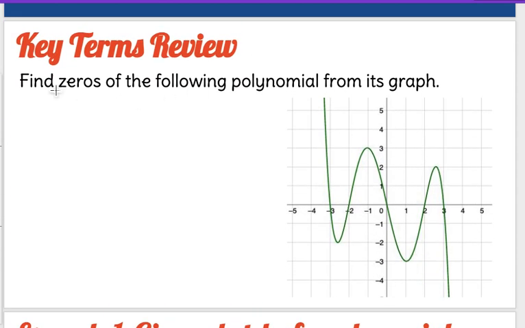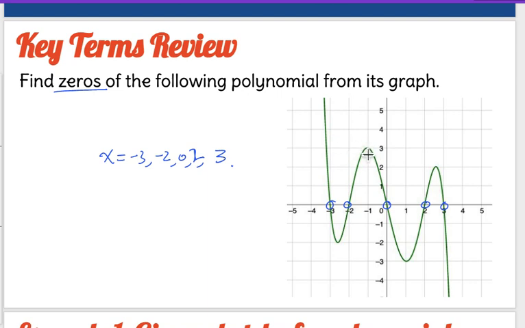regarding the zero function. As we know, zero function, also called x-intercepts, also called roots, is where the graph touches the x-axis. As you can see in the graph here, we have 5 zeros. Oh sorry, it's actually negative 3, negative 2, 0, 2, and 3.